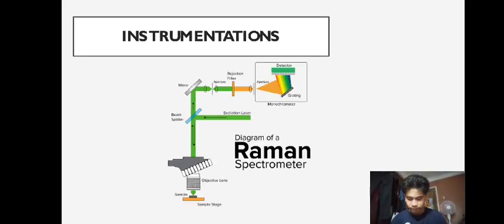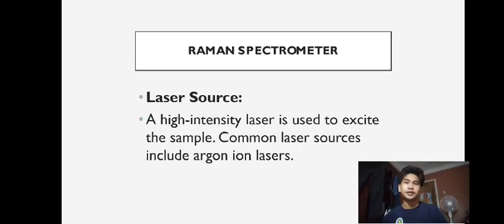Now, let's dig deeper into the other technique, which is Raman spectrometry. In Raman spectrometry, there is a Raman spectrometer. This is the illustration diagram of a Raman spectrometer. We have here the laser source. It is a high intensity laser that is used to excite the sample. Common laser sources include argon ion lasers.